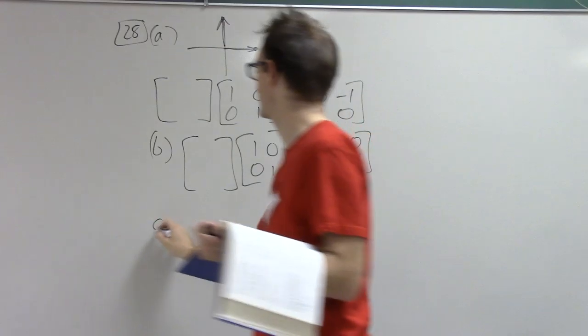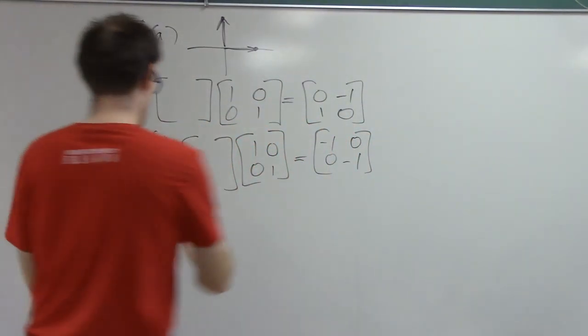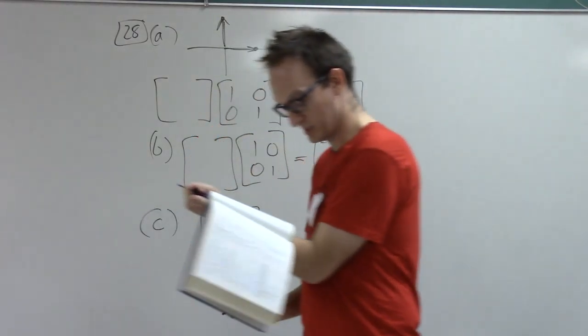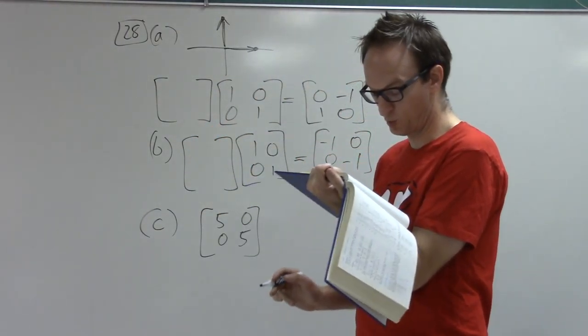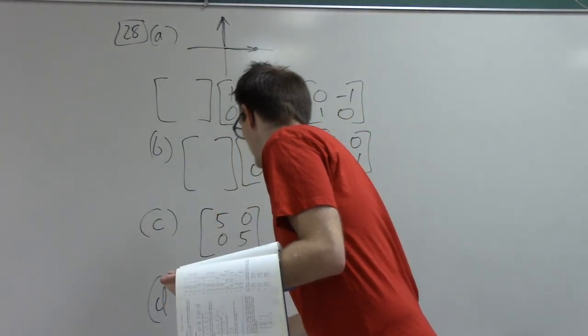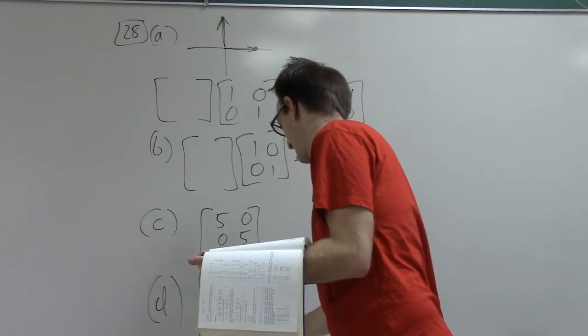All right, so faster. C, what is the dilation? I just know that one. 5, 0, 0, 5. Good. D, a contraction that moves each point 0.3 times as far from the origin. Well, if it's a contraction, that's also a kind of dilation, but it's a dilation with scale factor 0.3.